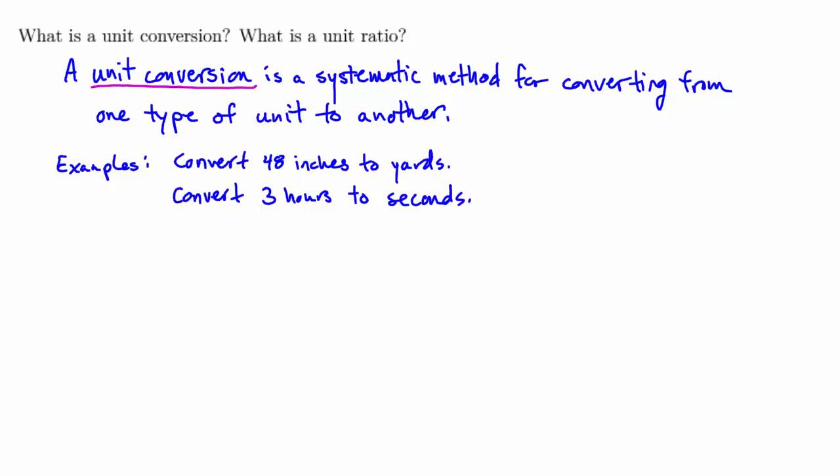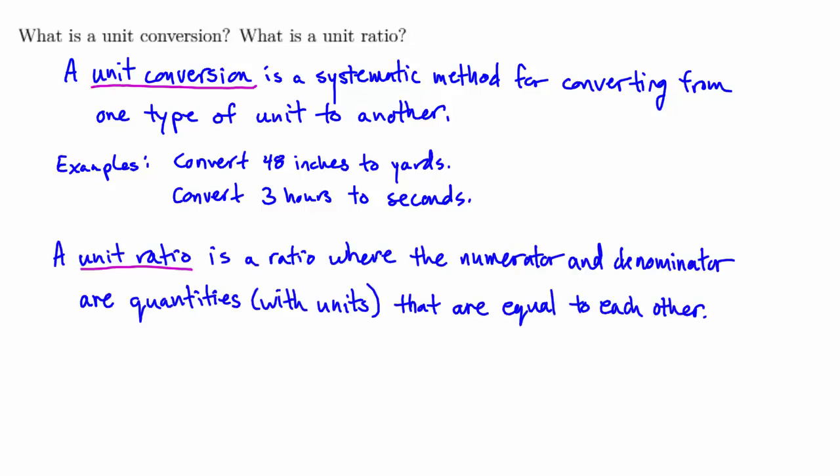Let's now define a unit ratio. Unit ratios are critical when doing unit conversions. And a unit ratio is a ratio where the numerator and denominator are quantities with units that are equal to each other. Let's look at a couple examples of unit ratios.